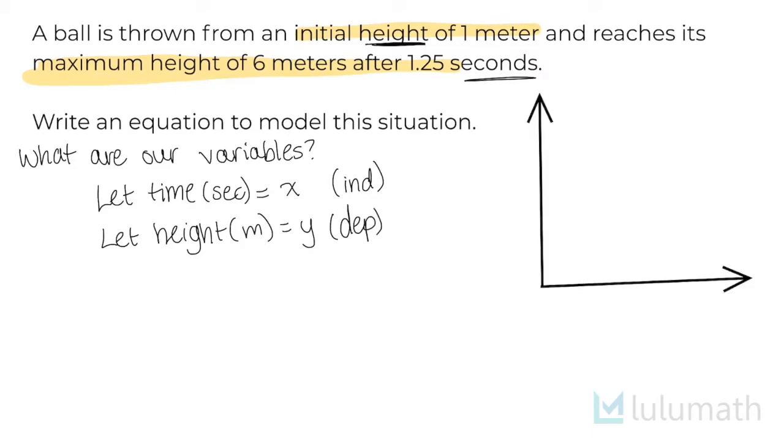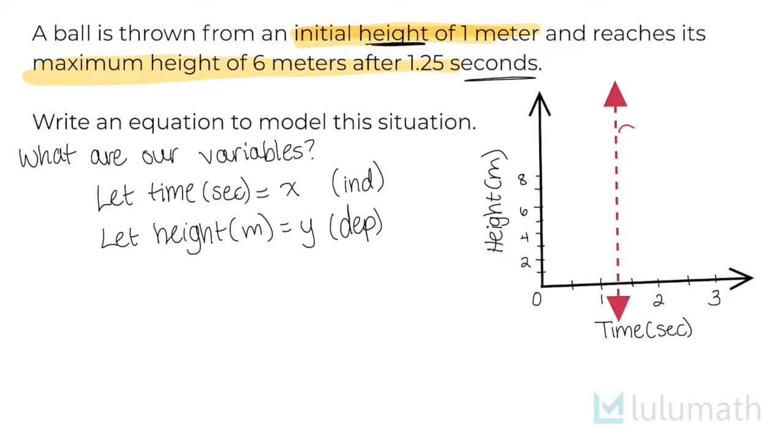Now, we want to draw a rough sketch of what's happening in this example here. Because time is the independent variable, we'll put time here in seconds. And because the height is the dependent variable, we'll put the height here in meters. And this is 0. Since it reaches its maximum height after 1.25 seconds, I will go to 3 seconds just so I can hopefully get a good picture of what's going on here. And since my maximum height is at 6 meters, I will go up to about 8 meters.